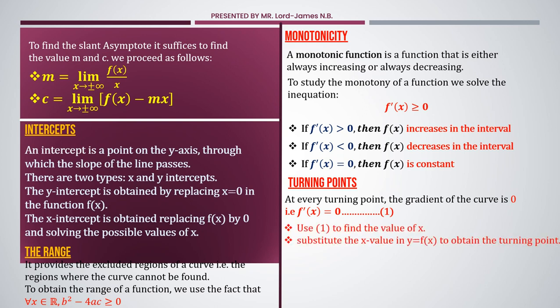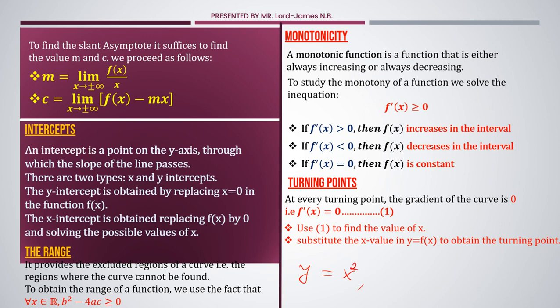In order for us to find the turning points, we use equation 1 to find the value of x. After we have differentiated the function and equated it to 0, we find the values of x. Then the second step, we substitute that x value in y equal to f of x to obtain the turning point. Let's say, for example, y is equal to x squared. From the graph itself, the turning point is at 0 0.